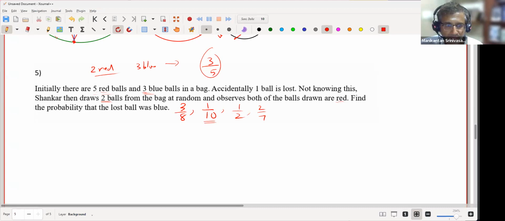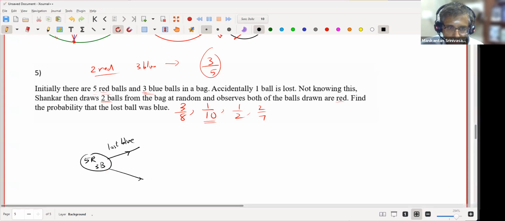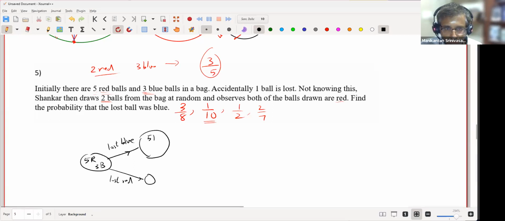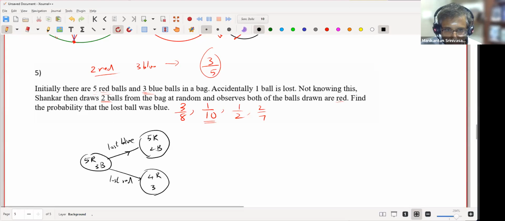Let's discuss, right? So there are 5 red and 3 blue, and then you lose 1 ball. I'll say lost blue is this section, and lost red is this section. So if you lost a blue, then you end up with 5 red and 2 blue. And here you lost a red, therefore you end up with 4 red and 3 blue.